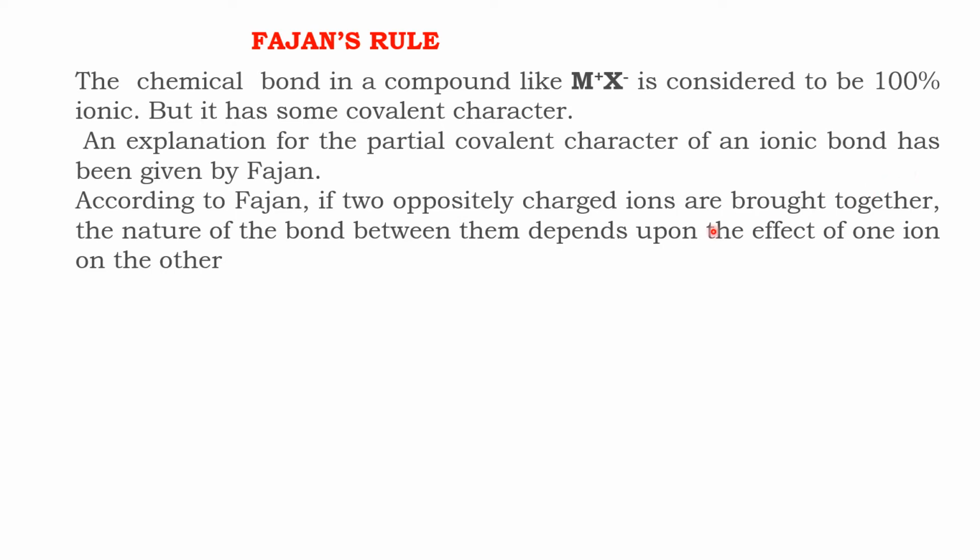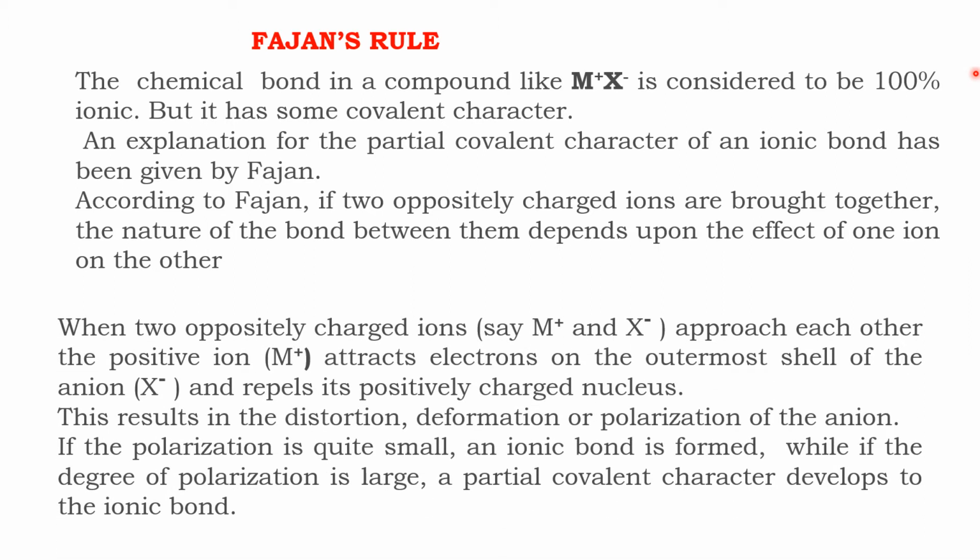So as per Fajans, if two oppositely charged ions, that means cations and anions, are brought together, the nature of the bond between them depends upon the effect of one ion on another. That means if I bring a positively charged cation and a negatively charged anion closer, the attractive force between them, that is the electrostatic force of attraction, will depend on the influence of one ion on another. And studying this, he proposed the concept of partial covalent character in ionic bond.